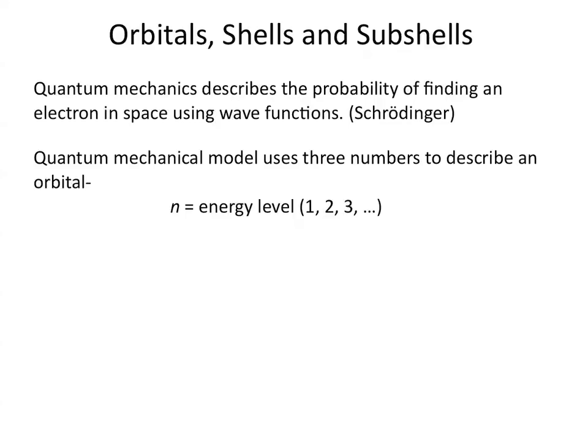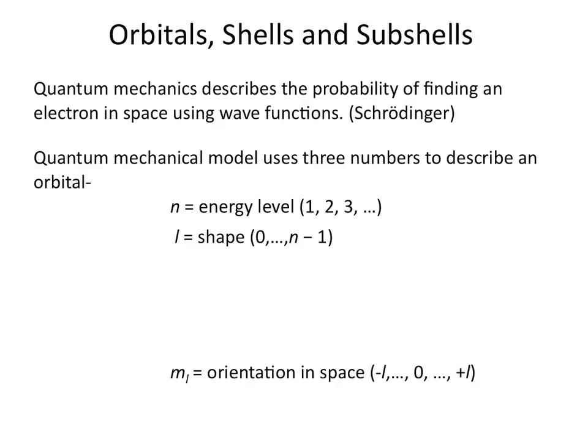The first is n, and n is equal to the energy level, or shell. It's in these energy levels that the subshells and orbitals reside. Now the energy level has an integer value starting with 1. The second quantum number is L, and that's equal to the shape or subshell of an orbital. L can have any value from 0 to n minus 1. The shapes of orbitals are denoted S, P, D, and F, and we'll talk about those more in just a minute.